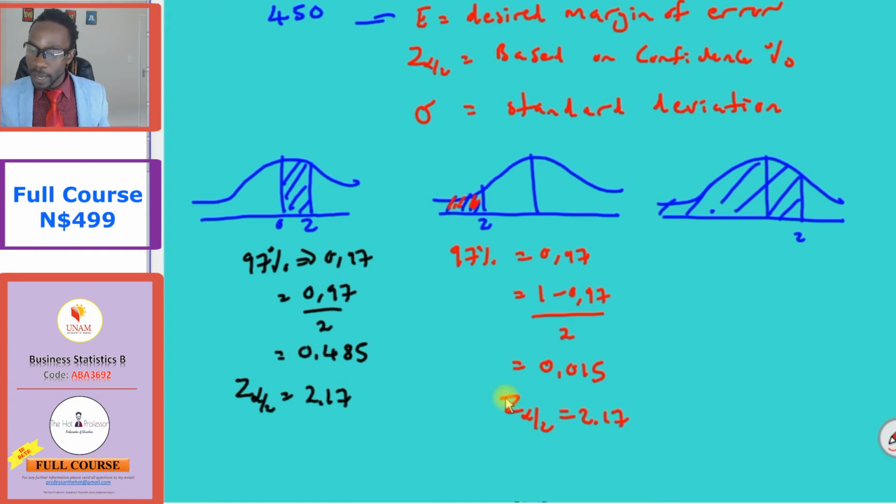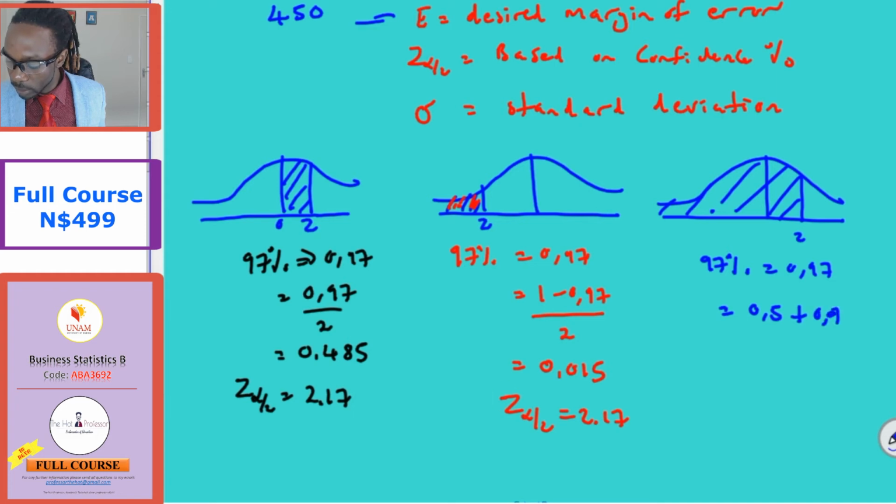Okay, so again, even if we use the other methods, we start with 97% equals 0.97. Now when you're using the cumulative one, the one which is positive, what you simply do is you take 0.5 and then you add 0.97 divided by 2.